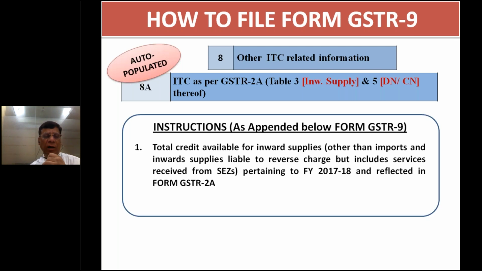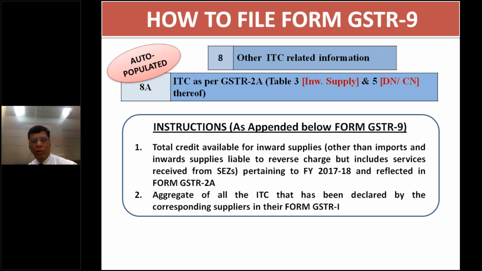So this particular table A is the total credit available for inward supplies other than imports and inward supplies liable to reverse charge, but includes services received from such pertaining to financial year 17 and reflected in Form GSTR 2A. The aggregate of all the ITC that has been declared by the corresponding suppliers in the Form GSTR 1.